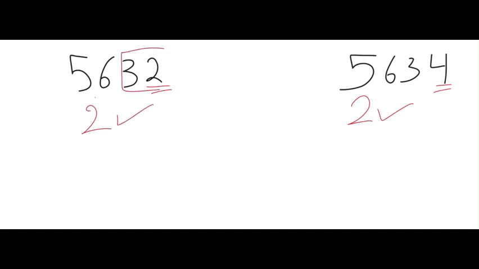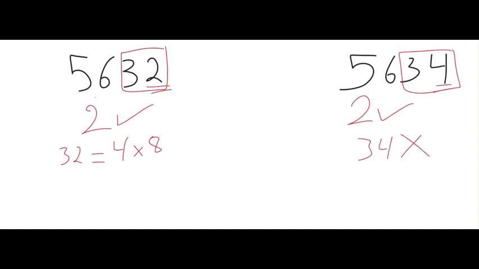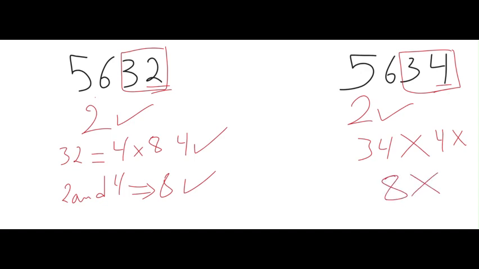Regarding 4, I take the last two digits. 32 is divisible by 4 because it is 4 times 8, or 32 is in the multiplication table of 4, or we can say 4 divides 32. 34 is not divisible by 4. So for the 4 divisibility, the first number is okay and the second is not. Consequently, because the first number is divisible by 2 and 4, it is divisible by 8. However, because 5634 is not divisible by 4, immediately it's not divisible by 8.